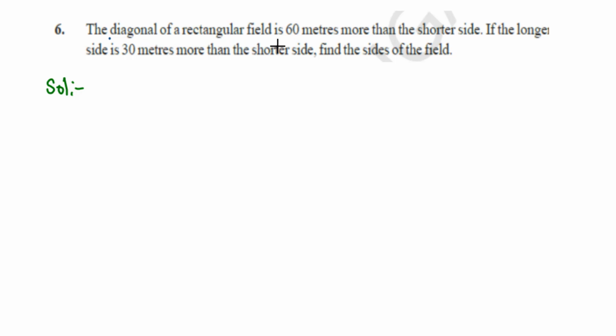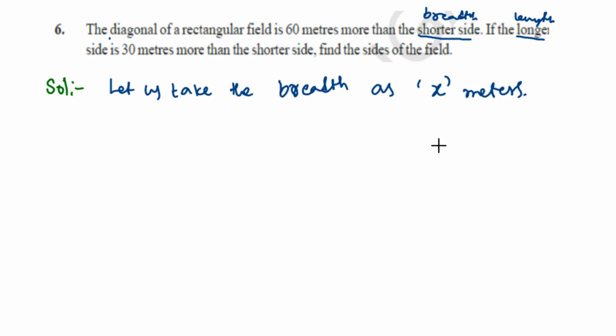the diagonal of this rectangular field is 60 meters more than the shorter side. So shorter side means that is breadth. So here the diagonal is dependent on the width, and the longer side, that is length, is also dependent on breadth. So here diagonal and the length both are dependent on the shorter side, that is breadth. So we have to assume the shorter side or breadth with a variable. So here I am assuming breadth as x meters.